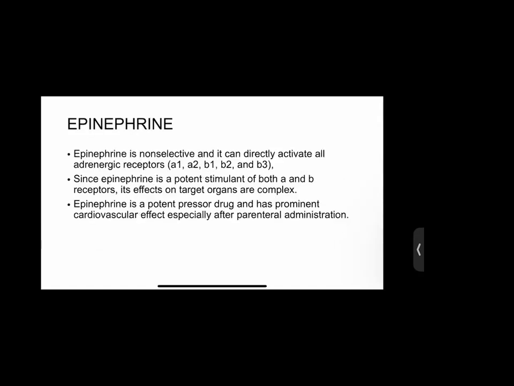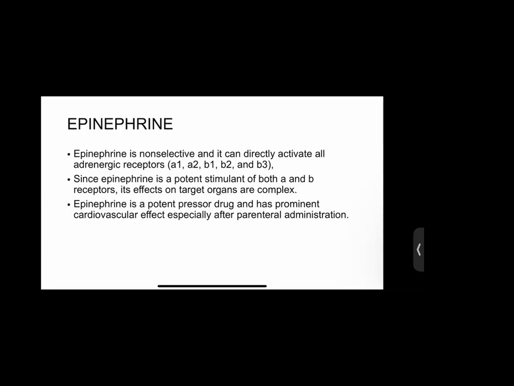Then epinephrine is non-selective and it can directly activate all adrenergic receptors. So it acts on alpha 1, alpha 2, beta 1, beta 2, and beta 3. Since epinephrine is a potent stimulant of both the alpha and beta receptors, its effects on target organs are complex. Epinephrine is a potent pressor drug and has prominent cardiovascular effects, especially after parenteral administration.